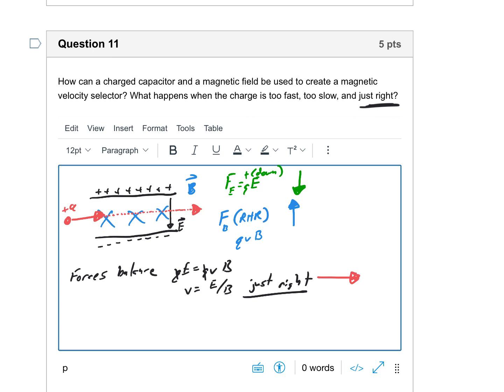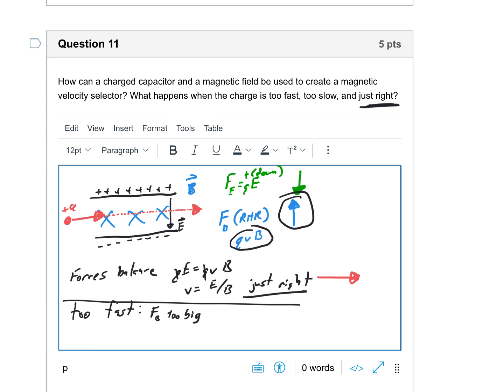Next, if it is too fast. If it's too fast, then the magnetic force is going to get too big because it's dependent on the speed. So the magnetic force is too big, which means it's going to deflect upwards. Okay, so that's going to be too fast.